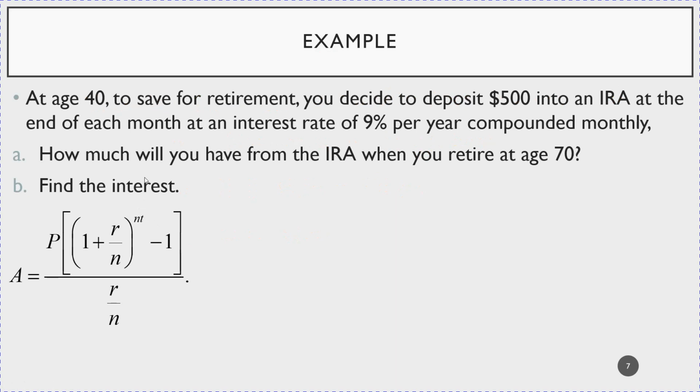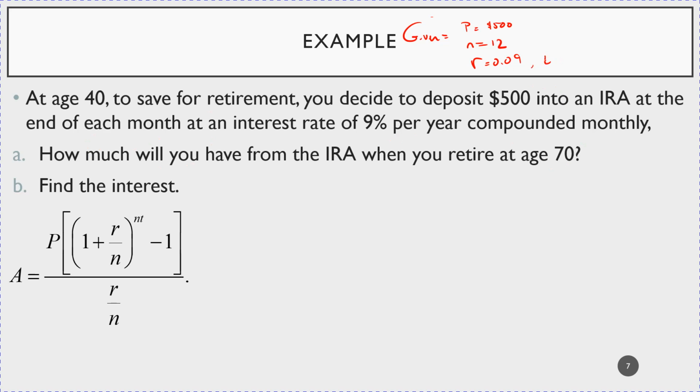So at age 40, to save for retirement, you decide to deposit $500. Okay, so let's write what you're given again. Given: your deposit is $500 into an IRA at the end of each month, so you're doing it 12 times per year, at an interest rate of 9%. So your interest rate is 0.09, and it's compounded monthly, so that's where the n comes from. How much will you have in the IRA when you retire at age 70?